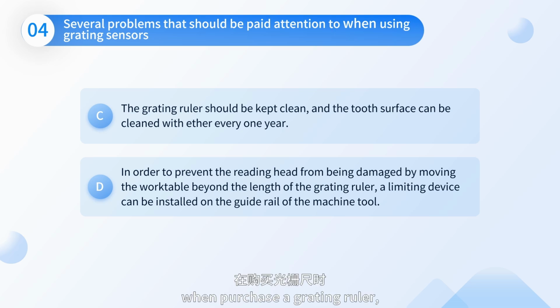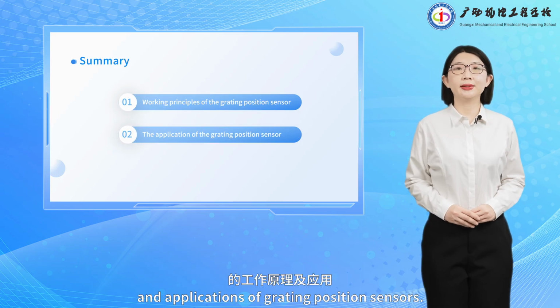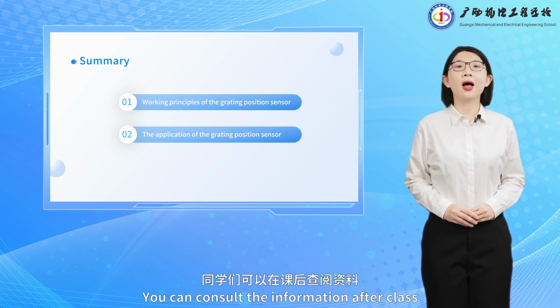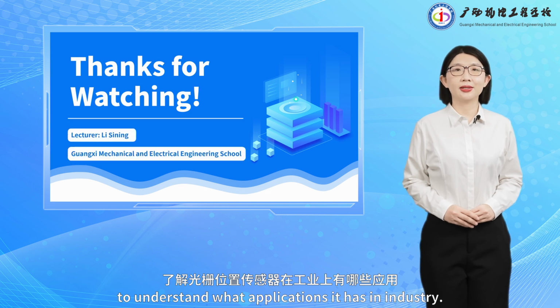In addition, when purchasing a grating ruler, pay attention that its measurement length should be greater than the maximum travel of the table. In this lesson, we've learned the working principle and application of grating position sensors. You can consult the information after class to understand what applications it has in industry.